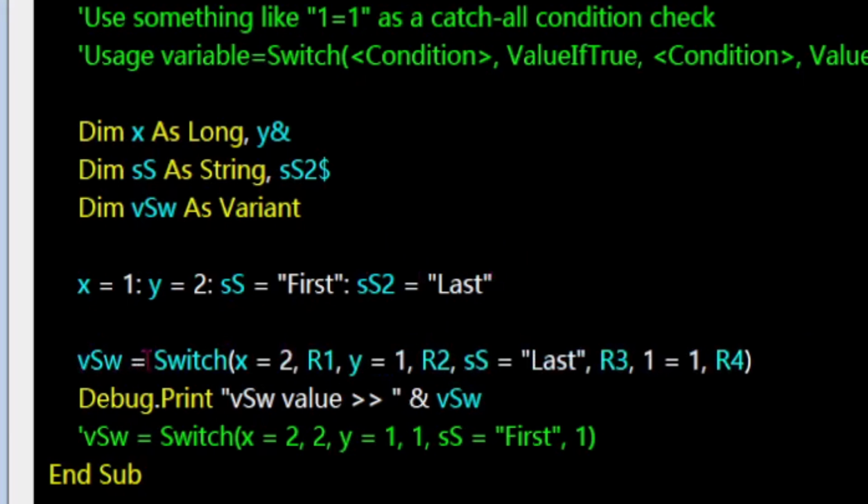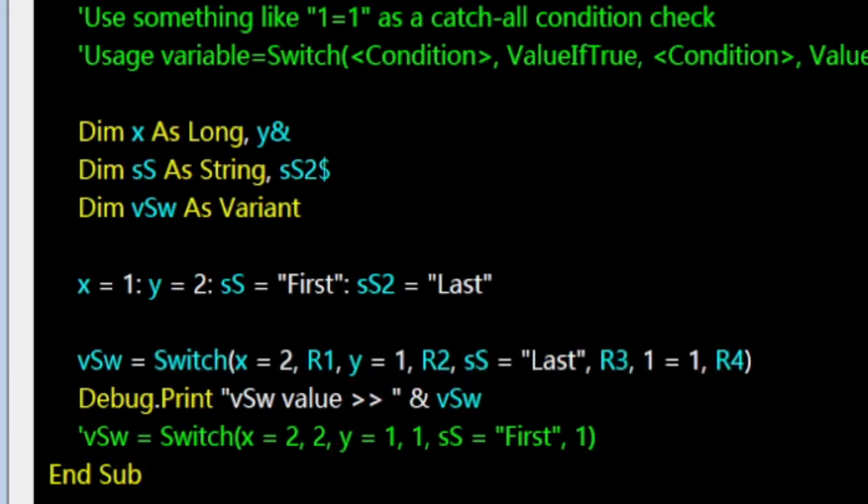So VSW equals, if x equals 2, then VSW will equal R1, which is the string R1. Now, if that's true, it'll just be equal to R1. If y equals 1, it would equal R2. If double S equals equals last, it'll equal R3. And here's my catch-all. If 1 equals 1, R4. Now, do you see what could be a problem here?